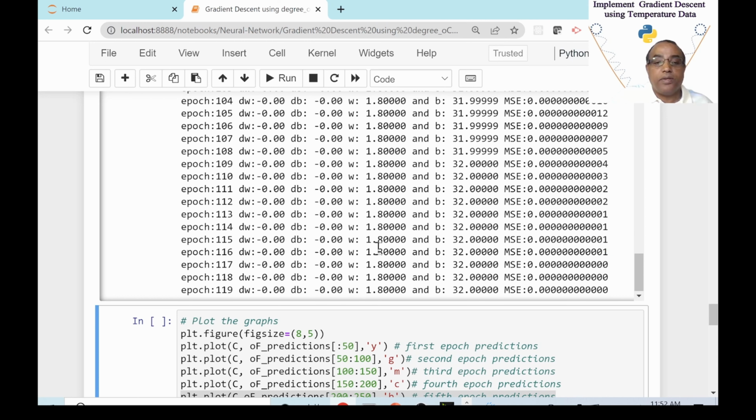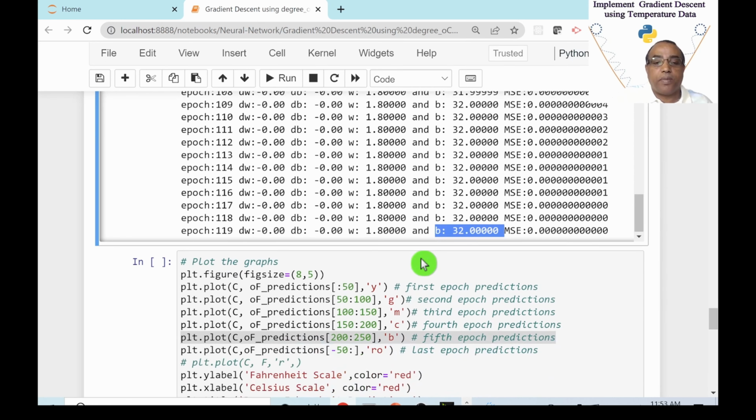Okay, so as the number of epochs increases, when the gradient is close to 0, dw and db close to 0, the slope of the line becomes 1.8 and the y-intercept of the line is 32. So it gets the solution for this problem. It finds the slope and the y-intercept of the line.